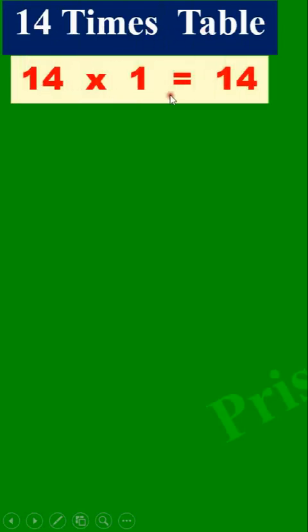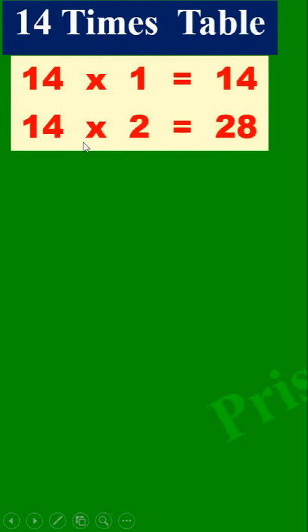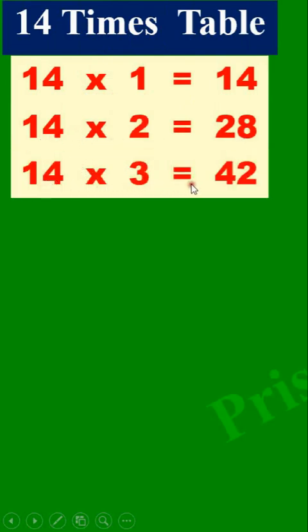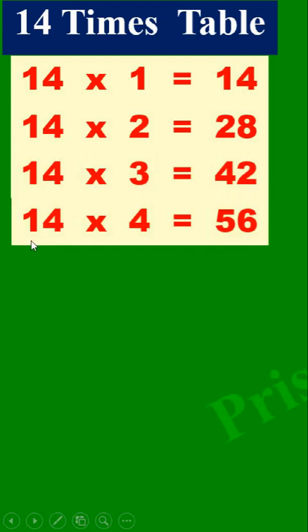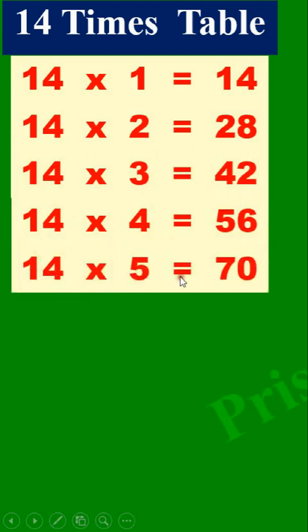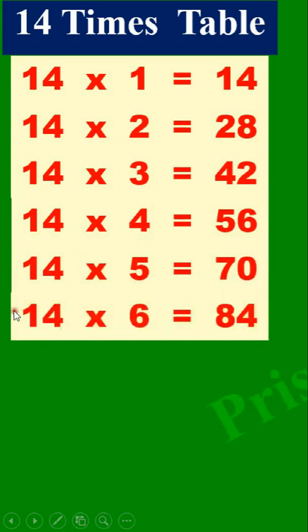14 times table. 14 times 1 is equal to 14. 14 times 2 is equal to 28. 14 times 3 is equal to 42. 14 times 4 is equal to 56. 14 times 5 is equal to 70.